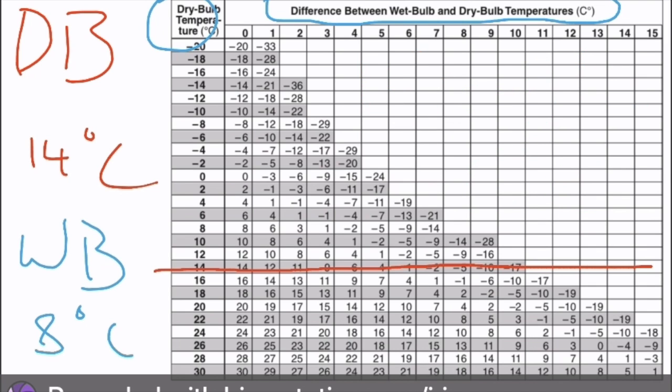If my difference between wet bulb and dry bulb was 6 degrees Celsius, then I find 6 in that column right here, and make a line through the column as well. Wherever these two lines meet for the current conditions will be my dew point temperature. In this scenario, the dew point temperature currently is 1 degree Celsius.